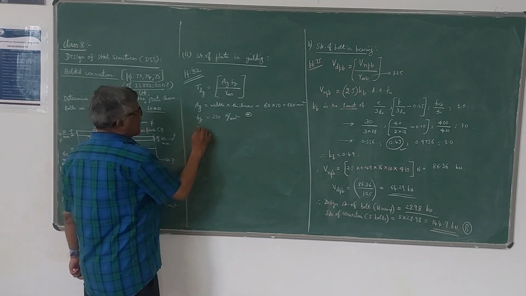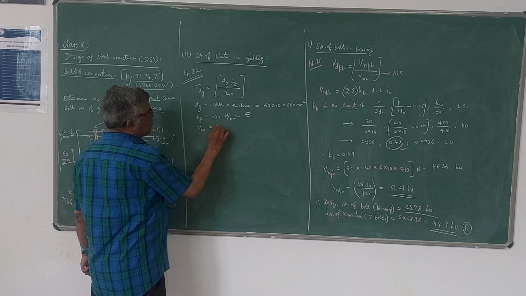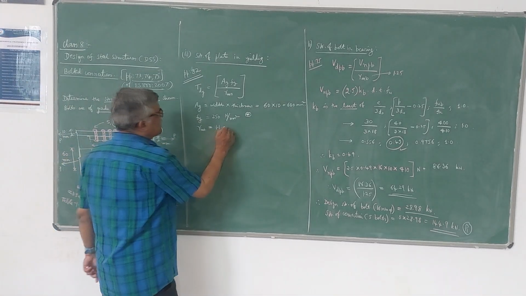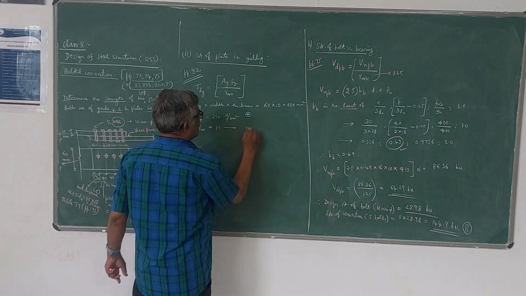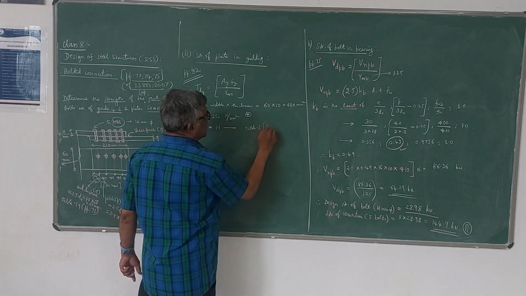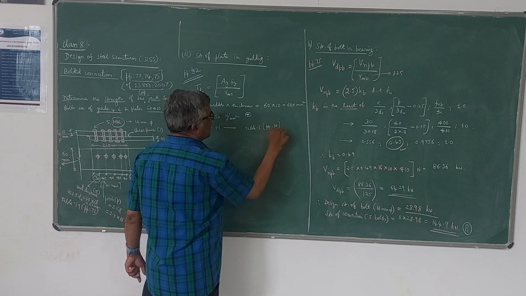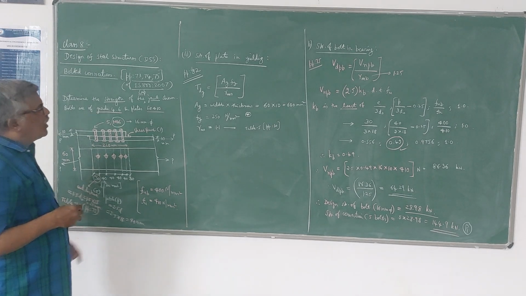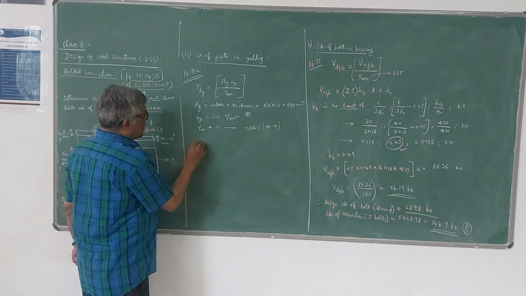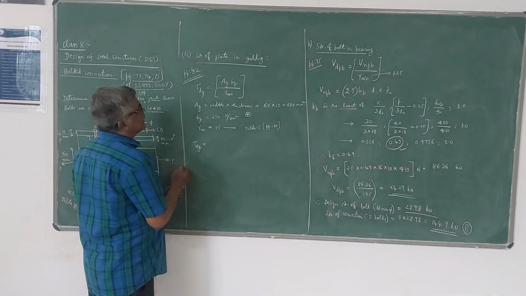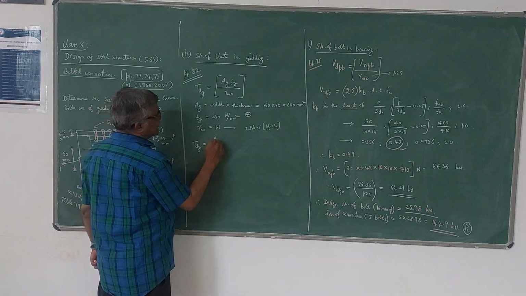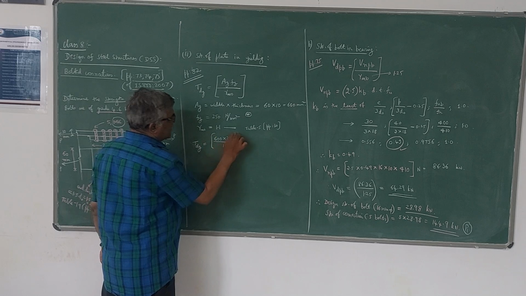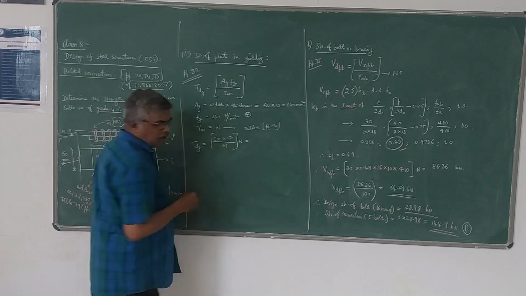You can assume gamma m0 is 1.1. Please note the difference between gamma mb and gamma m0. Once again, this is available in table 5 on page 30 in the code. So gamma m0, the material safety factor, is 1.1. Now substitute these values to get the strength of the plate in yielding. So Ag is 600, Fy is 250, divided by 1.1. Please note that this value will be in newtons.